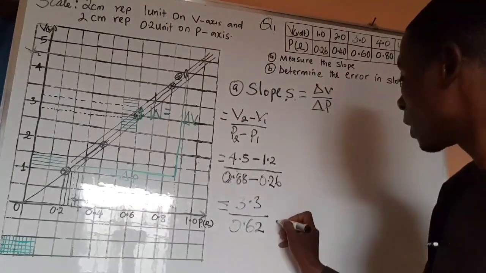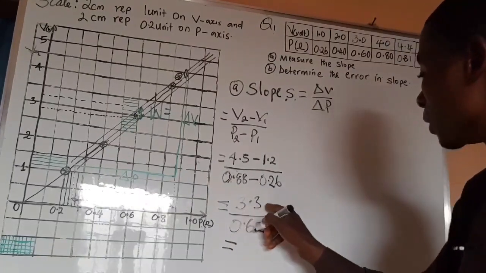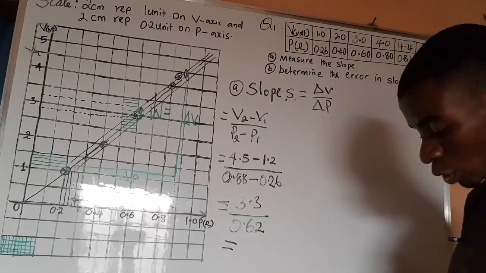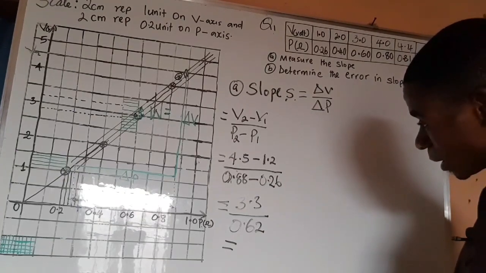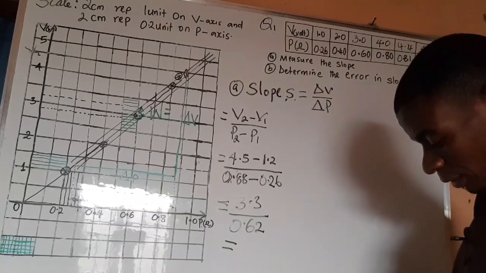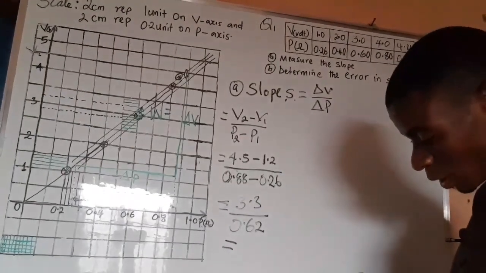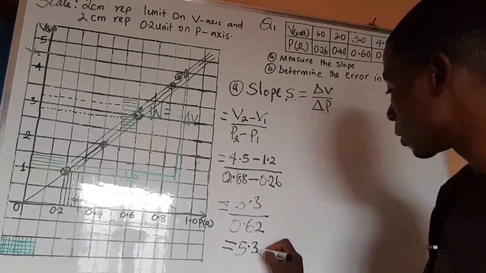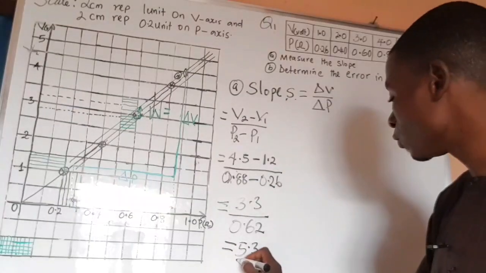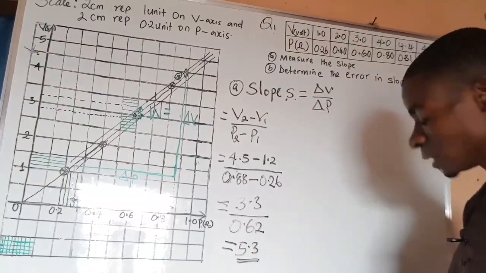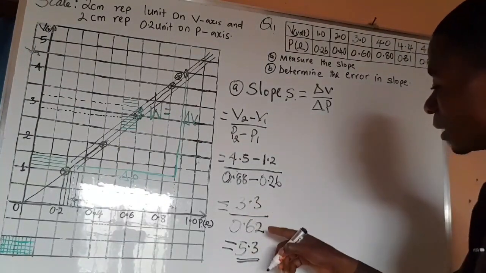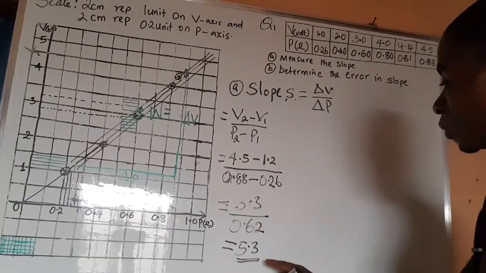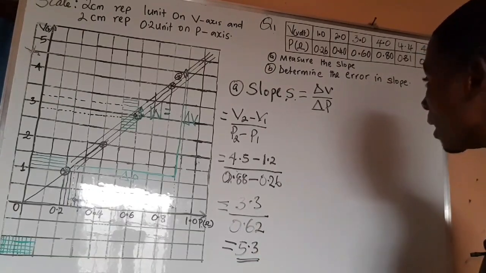Okay, and when you divide this, 3.3 divided by 0.62, you're going to have 5.3. That means that our slope is equal to 5.3. Okay, if you divide 3.3 divided by 0.62, you have 5.3. It means our slope is equal to 5.3, as simple as that.